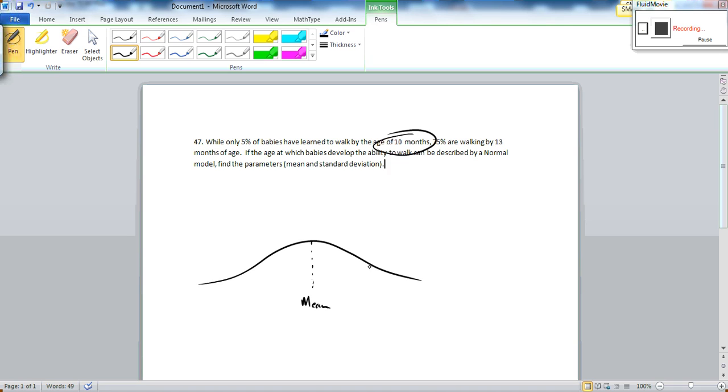We say, okay, well, if we try to put 10 months to the right of the mean, then that means we would have 9 months, 8 months in the direction off to the left. So there's no way, if we have 10 months here, that we could represent 5% of the babies having learned by this time or before. It doesn't work, so it has to be on the other side. So the 10 months would have to be here, and the 5% would be here. So this is representing 5% of the babies have learned to walk by 10 months or before.